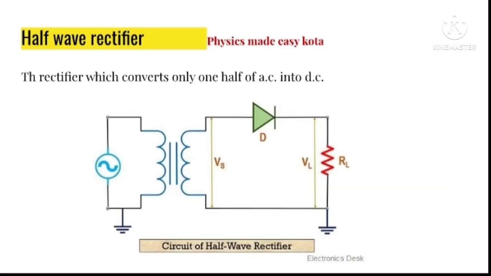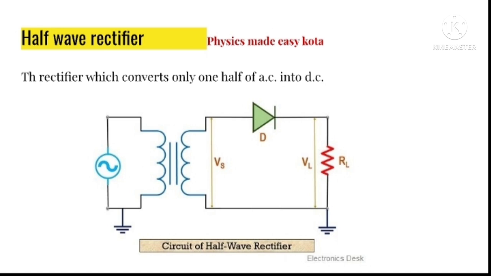For rectification, which means the conversion of AC into DC, there are two types of rectifier used. This one is a half wave rectifier. The rectifier which converts only one half of AC into DC is called a half wave rectifier.